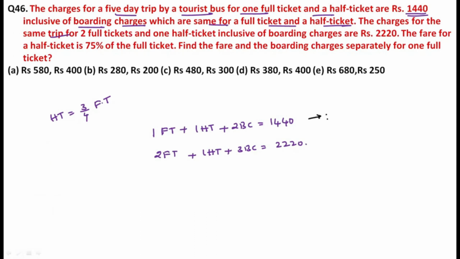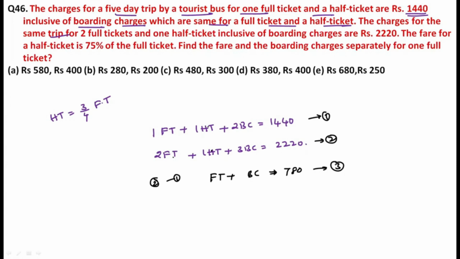So here we have equation number 1 and equation number 2. You can subtract equation number 2 minus equation number 1, guys. Subtracting these equations, the half tickets are cancelled. 3BC minus 2BC is equal to 1 boarding charge. So 2220 and 1440, you can subtract those values, you get 780. So now it's a third equation. Now sum of FT means FT plus BC. FT plus BC you can get as 780.